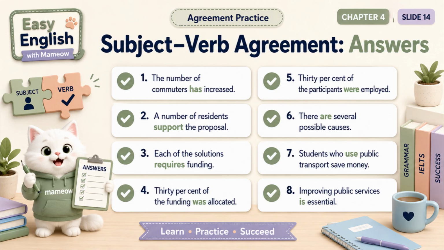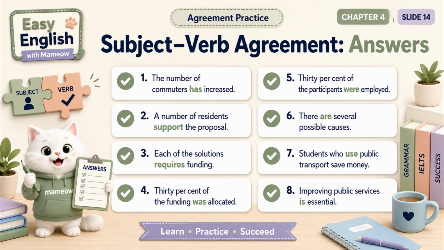In a sentence beginning with there, the verb agrees with the real subject that follows it. Since several possible causes is plural, we use are. 7. Students who use public transport save money. The relative pronoun who refers to the plural noun students, so we use use, not uses. The main verb is also plural, so we say students save money.